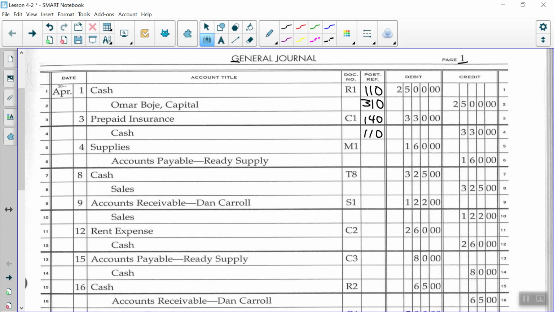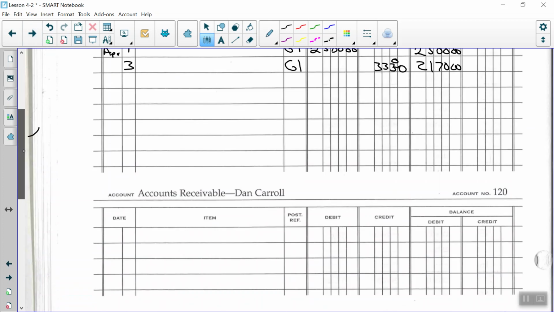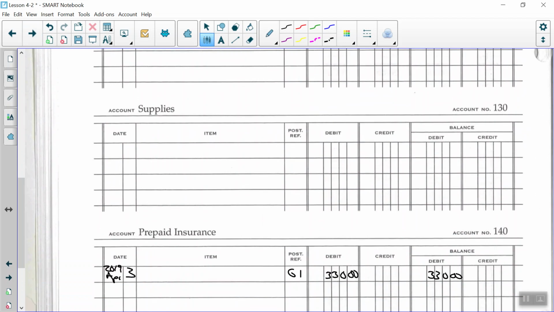Okay, here we bought supplies on account from Randy Ready Supply. So first we're going to go find our supplies. First transaction, so we're putting the full date. So 2019, April 4th. Post reference is what? G1.